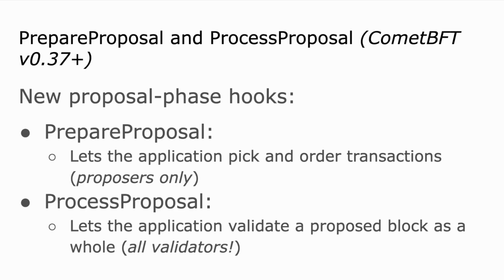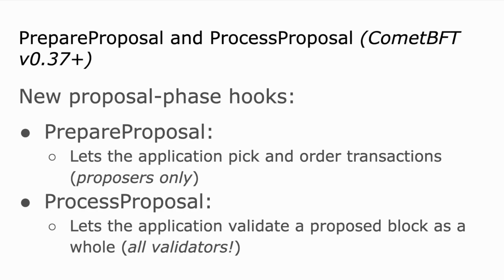The two most important hooks are PrepareProposal and ProcessProposal. PrepareProposal is only used for the proposer. The proposer is the validator that's selected for a given round to assemble transactions into a block and propose that block to the rest of the network for consensus. So instead of CometBFT just blindly pulling transactions from the mempool, the application gets to decide which transactions go into the block and in what order.